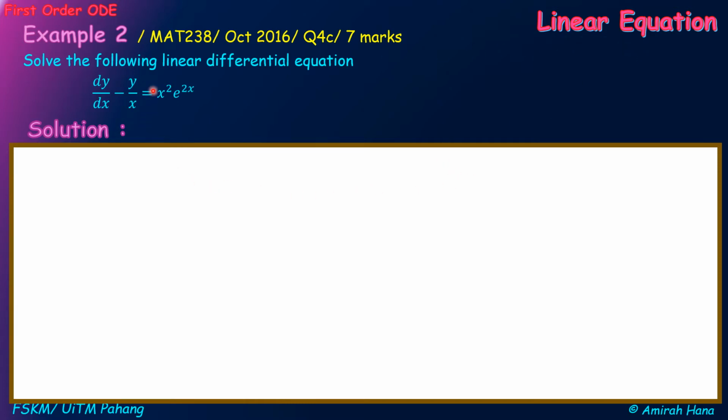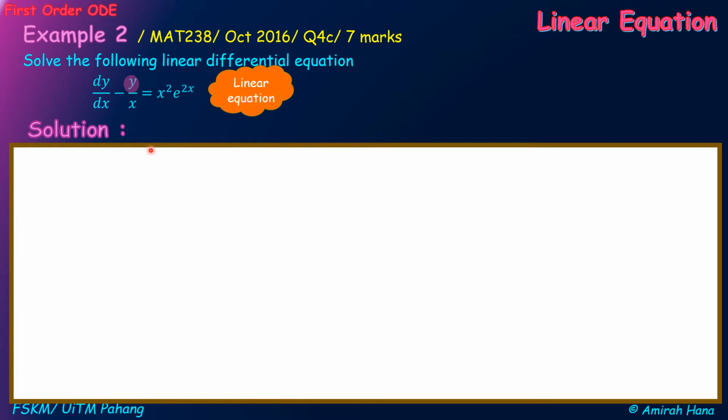Solve the following linear differential equation dy over dx minus y over x equals x squared e the power of 2x. From this question, we have y to the power of 1 and there is no term containing y to the power of 2, 3 and so on. So that means this is a linear equation.